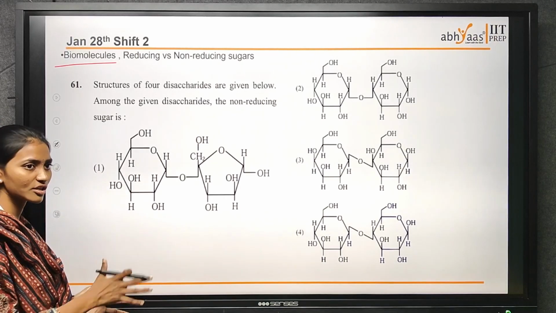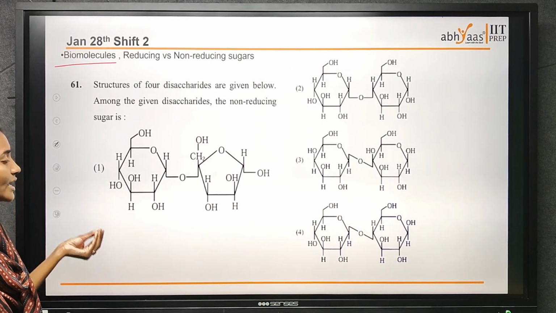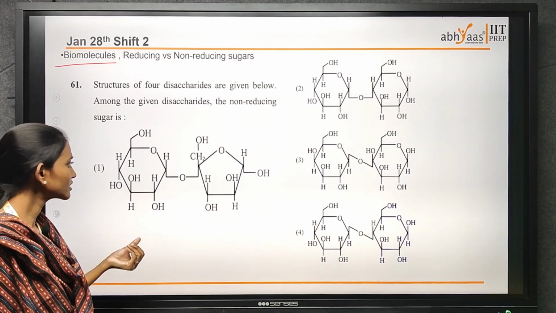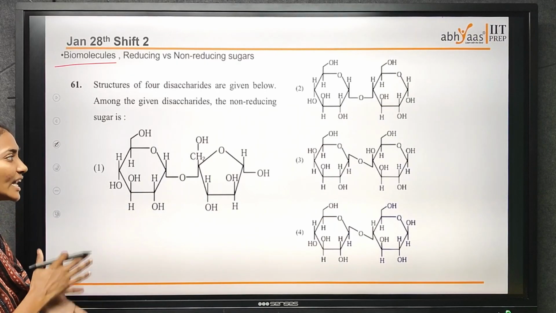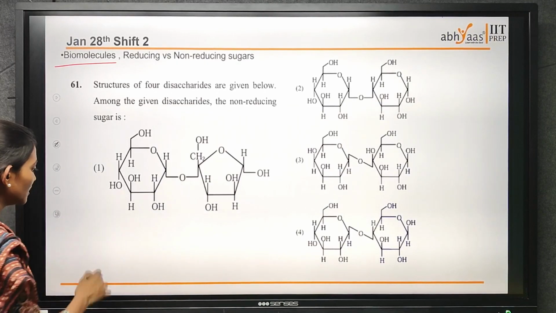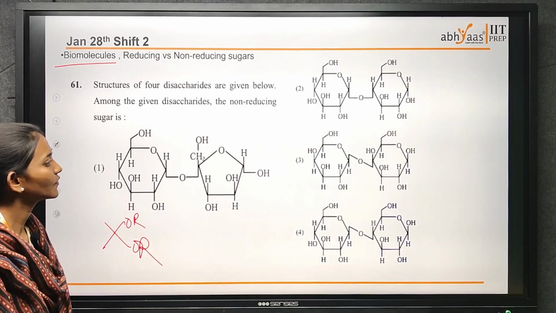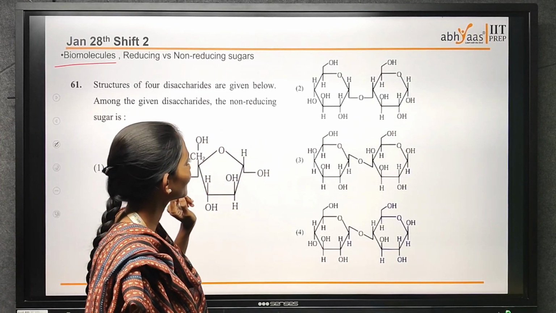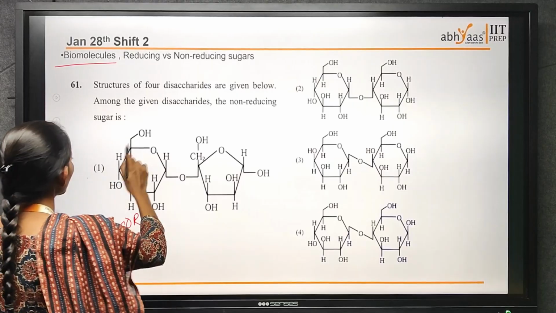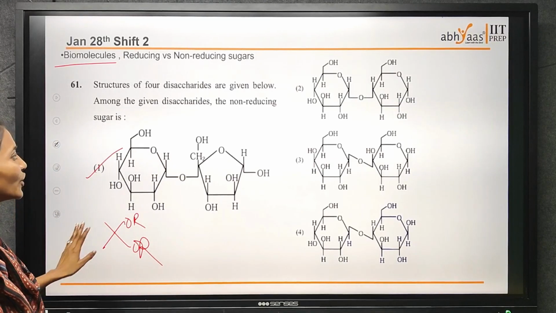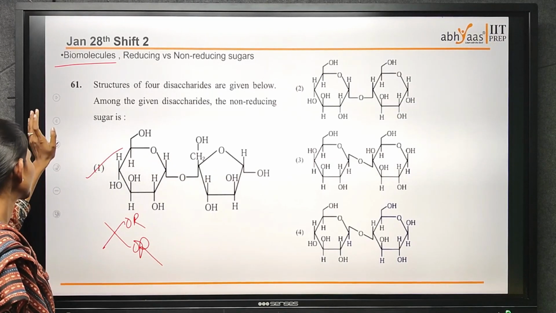See, they have given the molecules here. Which is the non-reducing sugar that needs to be identified? A non-reducing sugar needs to have an acetal linkage, not a hemiacetal linkage, right? So it should have an acetal linkage, not a hemiacetal linkage. If you check all of these, option 1 is your answer, right? A moderate, concept-based question.